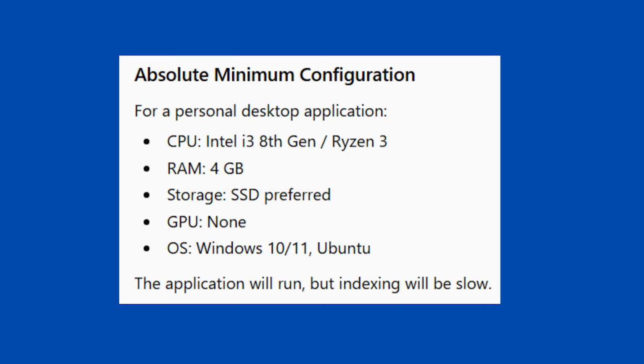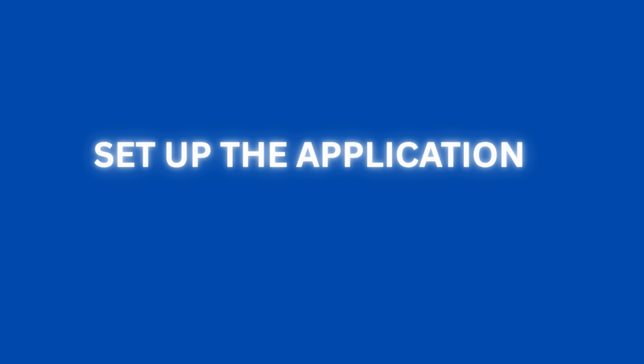Now let's talk about the hardware requirements. The project can run perfectly fine on a normal CPU. However, if you have an NVIDIA GPU, embedding generation and indexing will be significantly faster. This becomes especially useful when you are working with large image datasets.